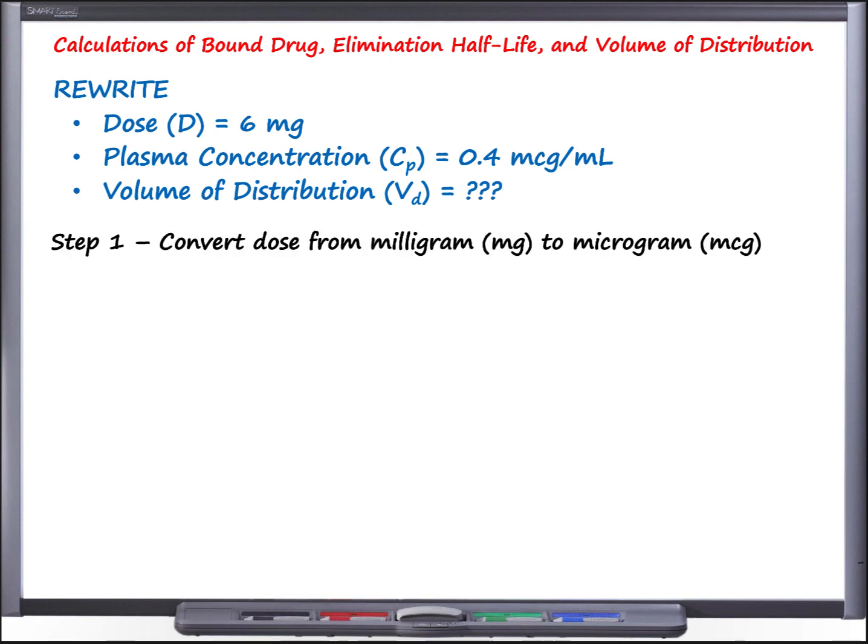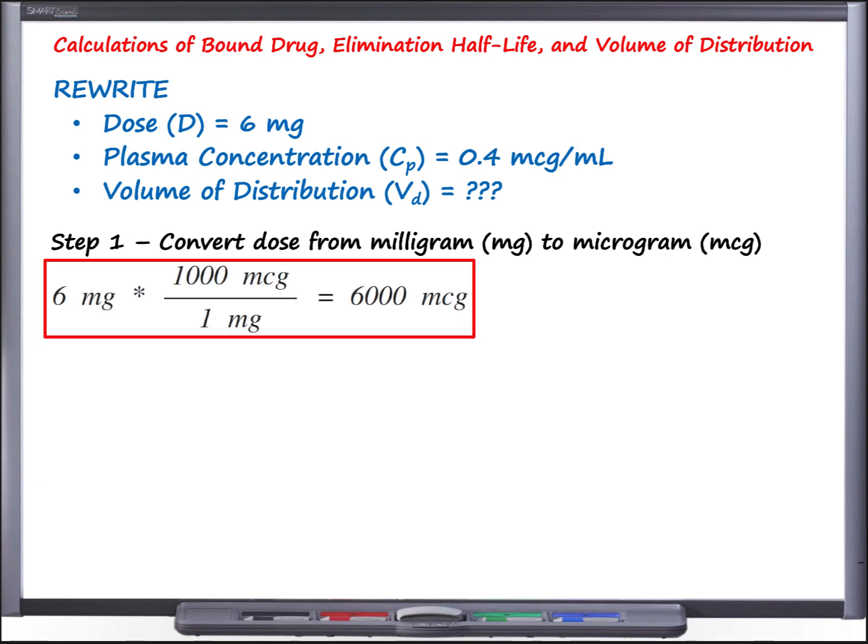The first step, though, is to make sure that our units match, because our dose is in milligrams, but our plasma concentration is in micrograms. So step one, let's convert the dose from milligrams to micrograms. Easy math. Let's just start with our 6 milligram dose times the fact that there's 1,000 micrograms per every 1 milligram. Milligrams will cancel, and that means we have a dose of 6,000 micrograms.